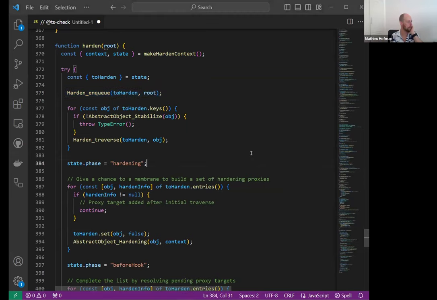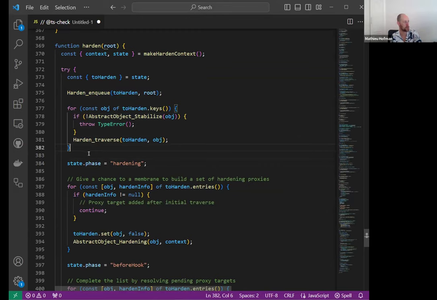All right. So just high level, the regular logic for hardened. You queue the routes, and then you basically go through the list of objects to harden until you reach the end. And every time you traverse, you keep adding to the list. So stabilize, as I mentioned, and then traverse each object, which will add every property and prototype to the list, and keep doing that until you get to the end.